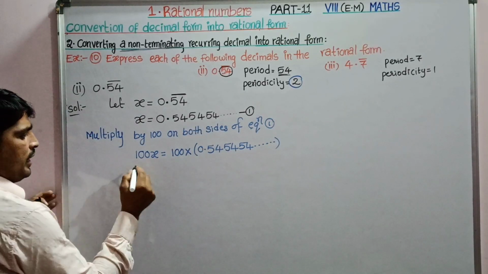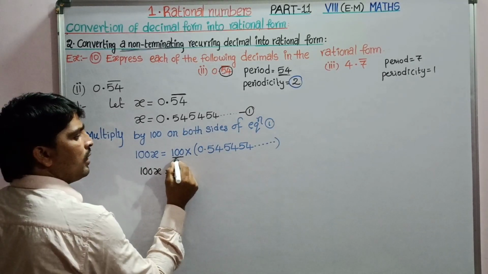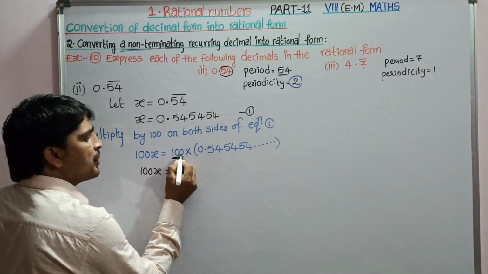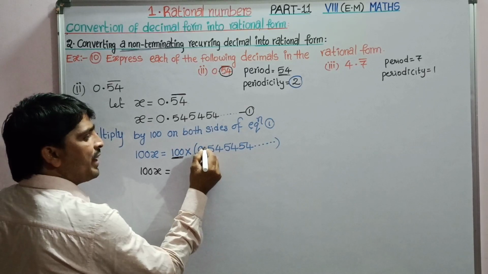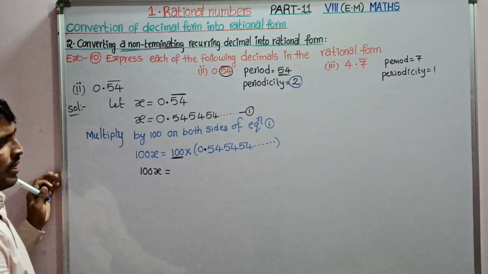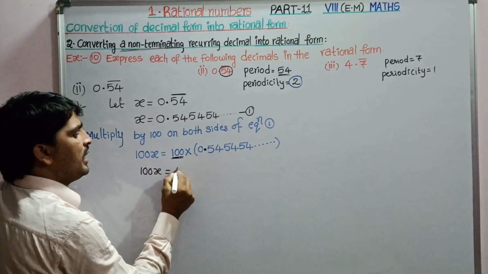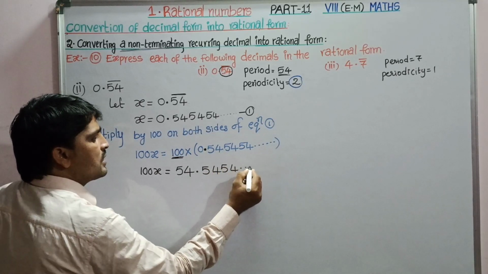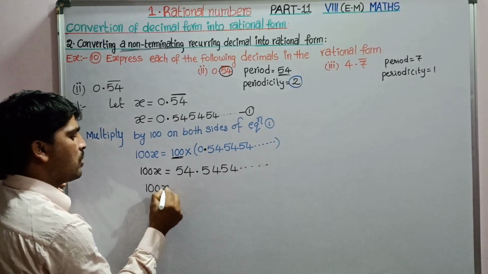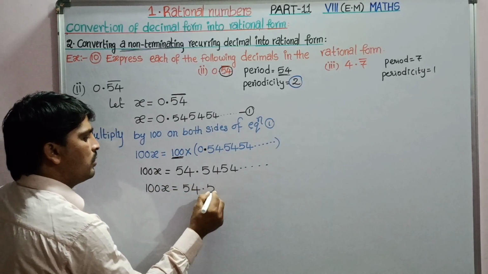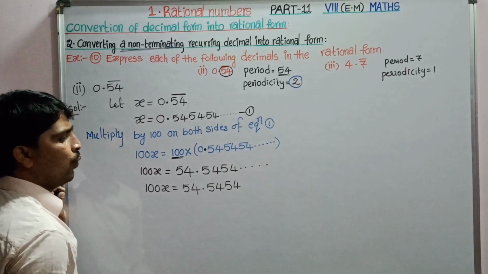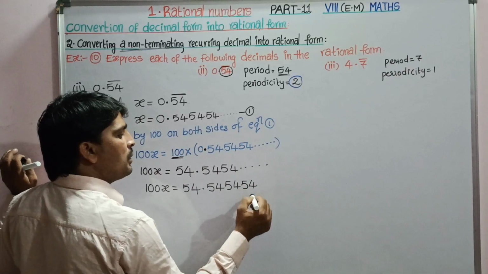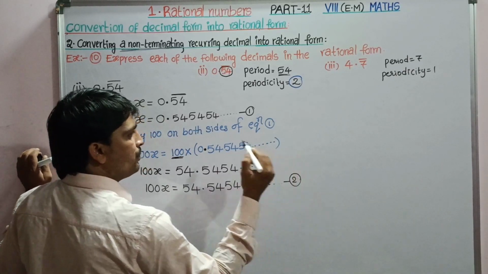That is 100x equal to 100 multiplied with 0.545454. Since 100 is 1 annexed with 2 zeros, the decimal point shifts after the 2 digits. That is 54.5454 and so on. So 100x is equal to 54.5454. Since 5 and 4 are recurring digits, we can write them as many times as we wish. Let it be equation 2.